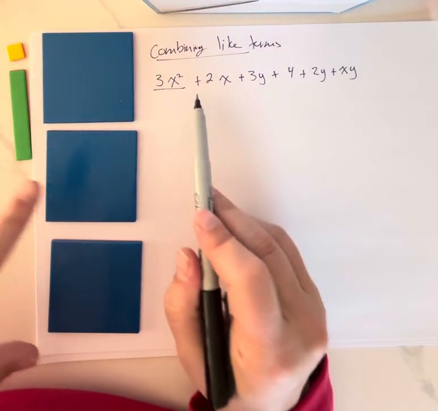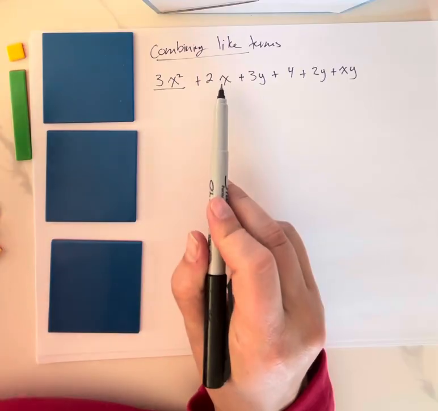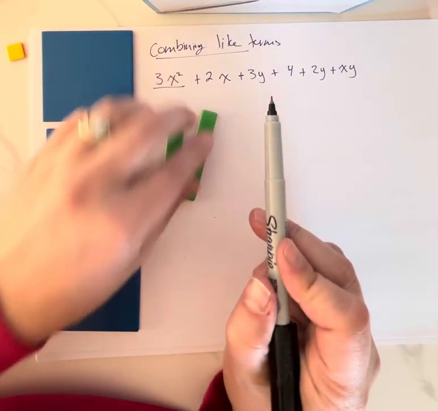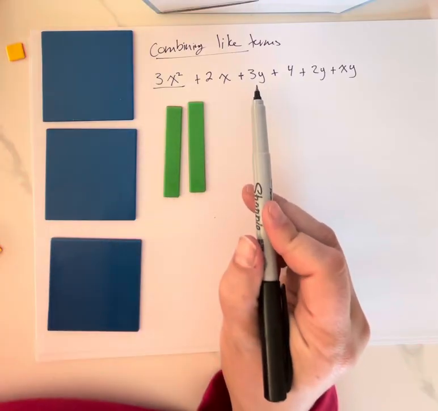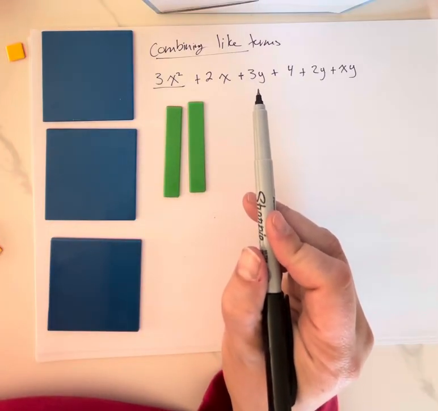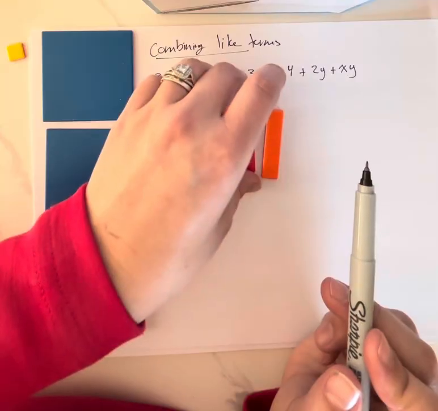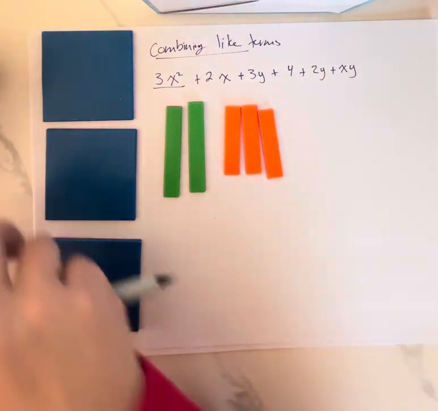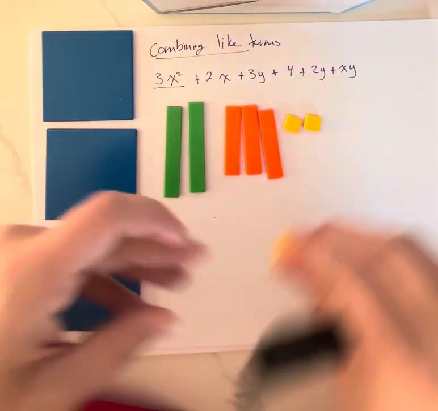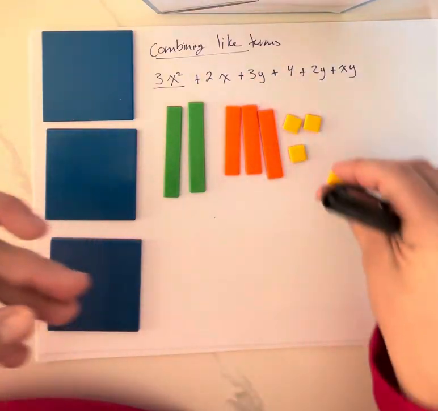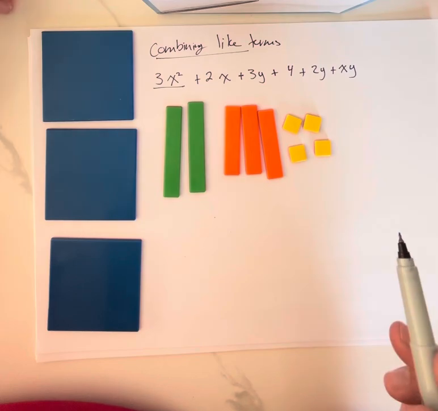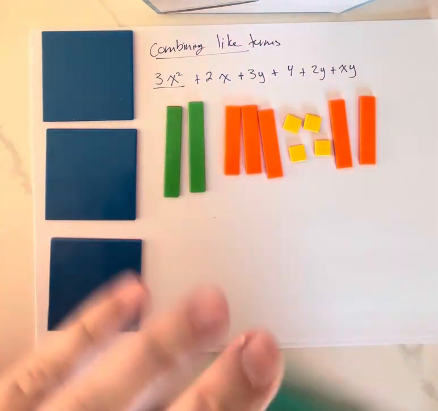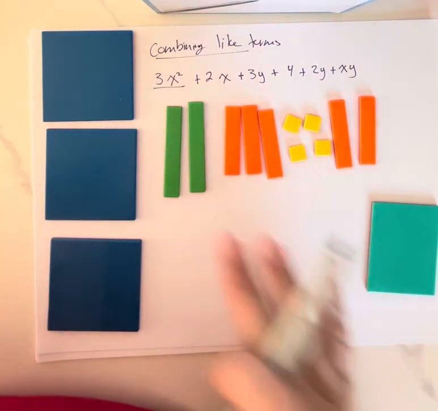Well, then I'm going to come to my next term and I've got 2x. Okay, well, great. 2x. Okay. And then 3y, come over to my y pile. I've got 3 y's. I'm going to keep them orange for now. Okay. Then I got 4 regular tiles, the ones we're comfy with already. And then I got 2 more y's. And then I have an xy. Okay, so I've got all of this here.